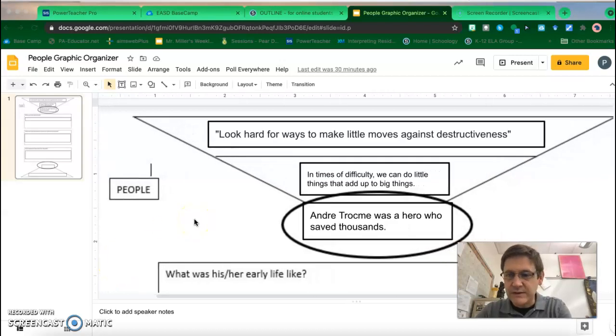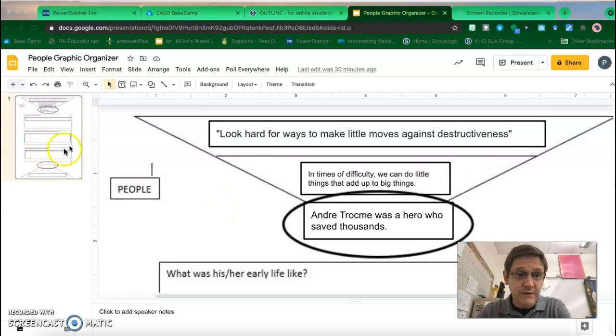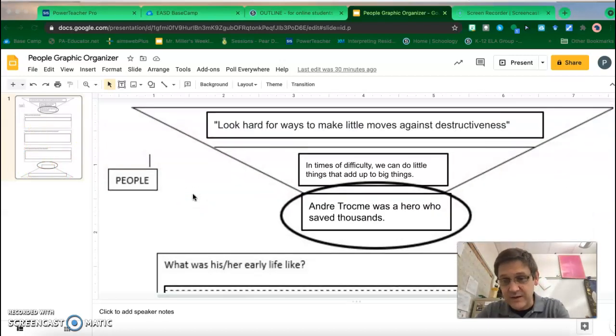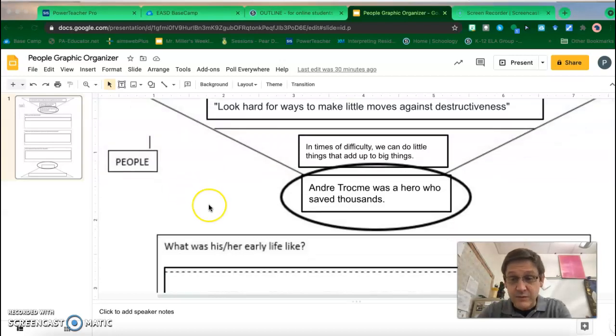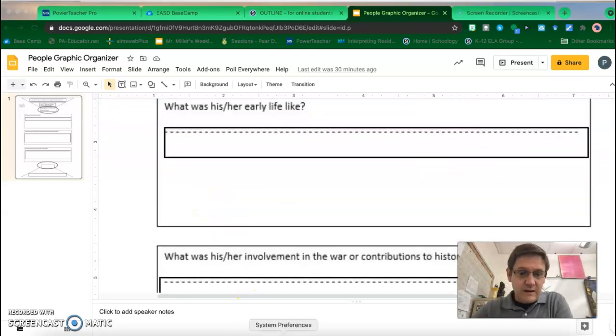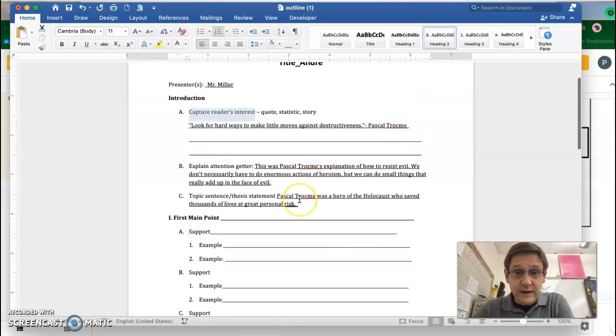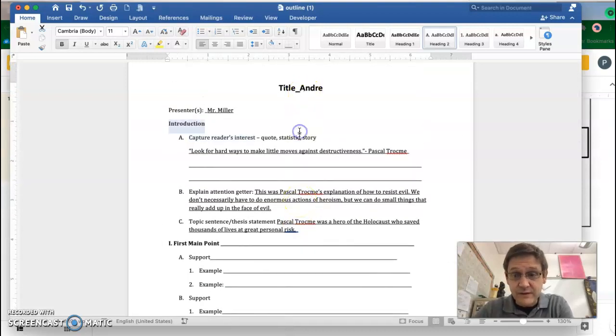You're going to be going basically from your organizer, which is this, and I realize mine is not filled in because it's just an example, so I have a lot of space here. But you would have this, of course, completed with notes. And you go from that to an outline like this. I have filled in the introduction part because I wanted to show you that quickly.